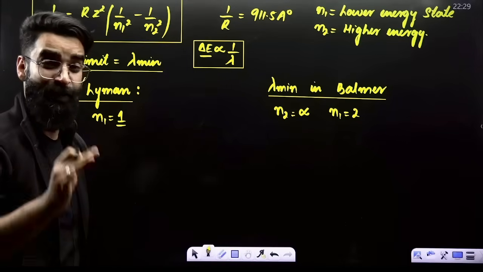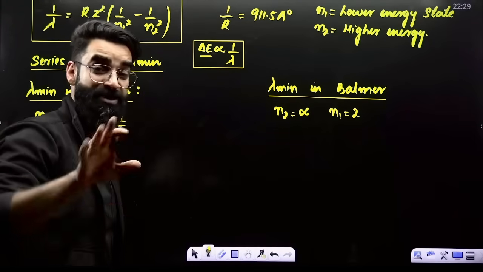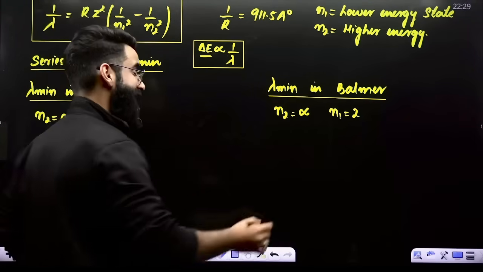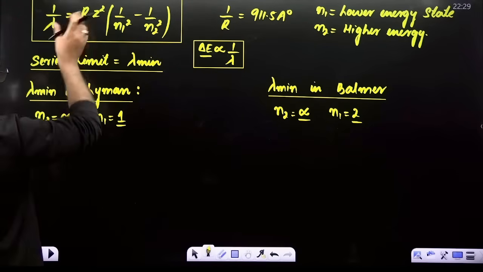In case of Balmer series, when can lambda be minimum? Lambda can be minimum if energy gap is maximum. In case of Balmer, energy gap is maximum when the electron makes a transition from infinity to 2. That's all, you're done. Put these values here in this expression.